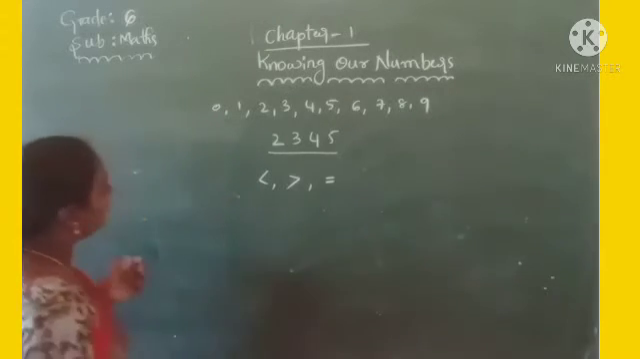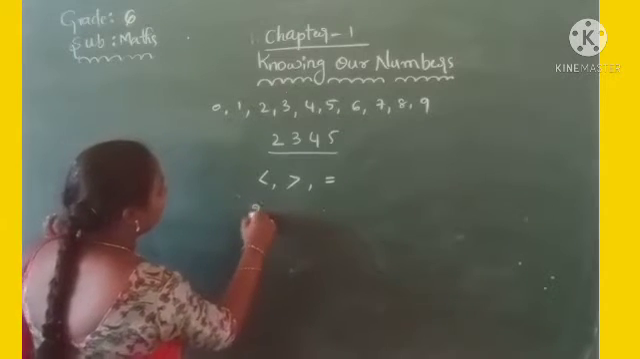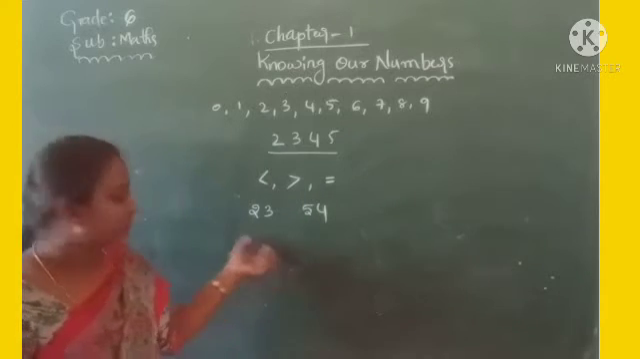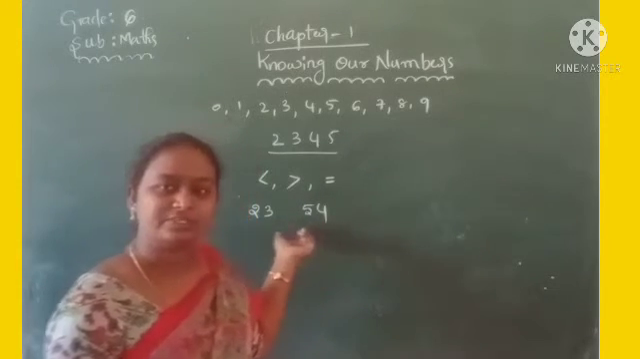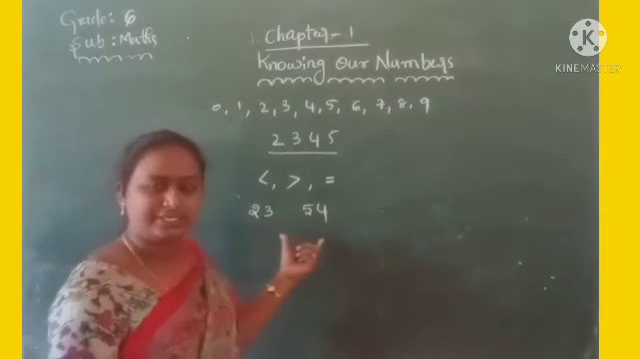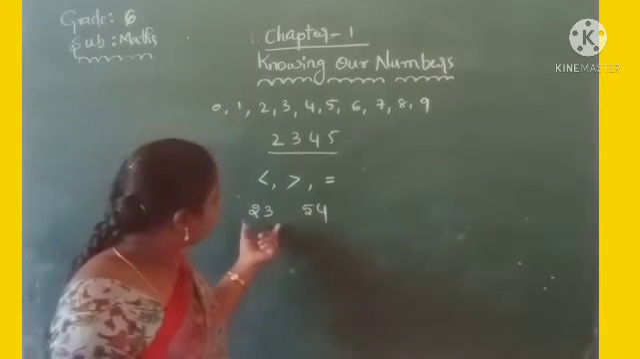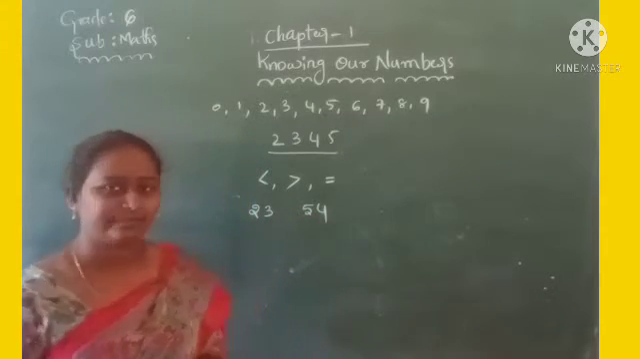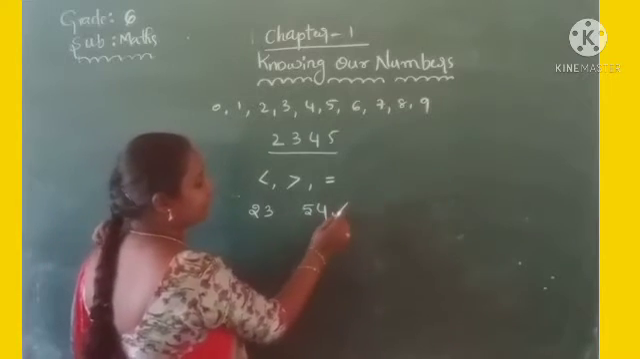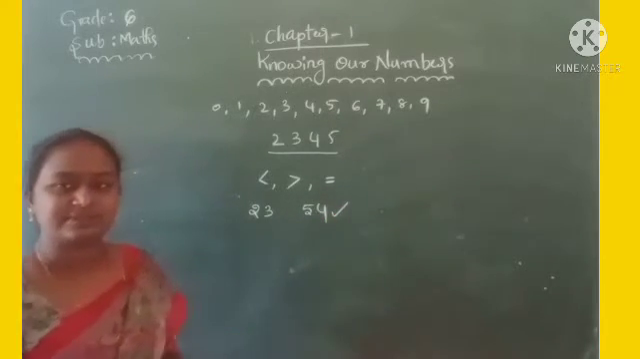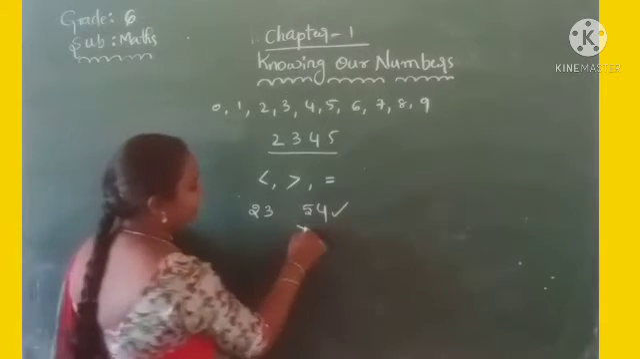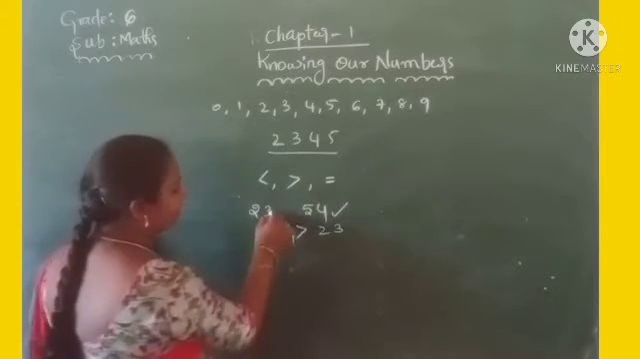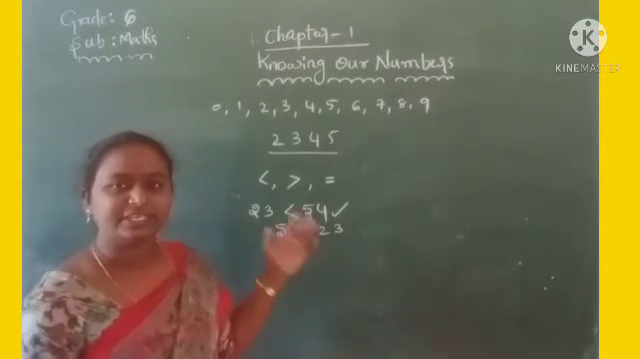the numbers or anything. Suppose, see here, 23 and 54. These two are the numbers. Among these two numbers, which is greater? Very good. 54 is greater. To show the greater, which symbol will you use? Greater than symbol. That is, 54 is greater than 23 and 23 is less than 54.